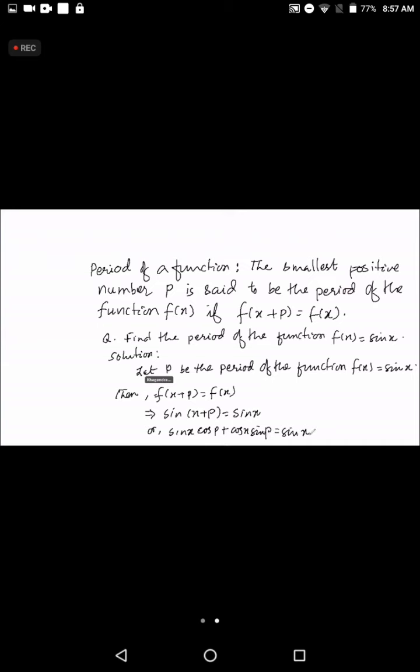What is the coefficient of sin x on the right side? It is 1. The coefficient of sin x on the left side is cos p.